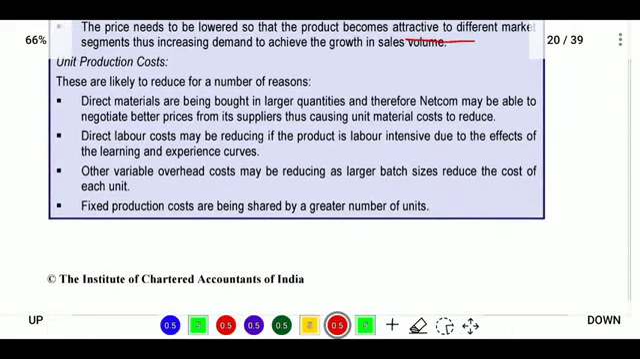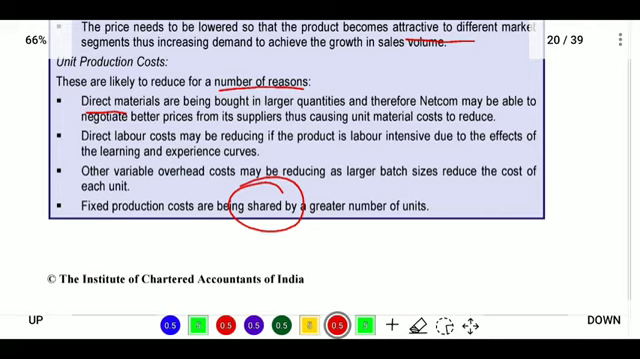For production cost, these are likely to reduce for a number of reasons. Here also it will reduce. Why will it reduce? Because production cost means we have three items: direct material, direct labor, and overhead expenditure, and fixed expenditure as the other one. Fixed expenditure will be shared over a greater number of units, so it will be better. If you are paying rent of 1 lakh and you produce 1 lakh units, or 2 lakh units, the rent will be the same. So if you produce more units, then your fixed cost will be utilized fully.